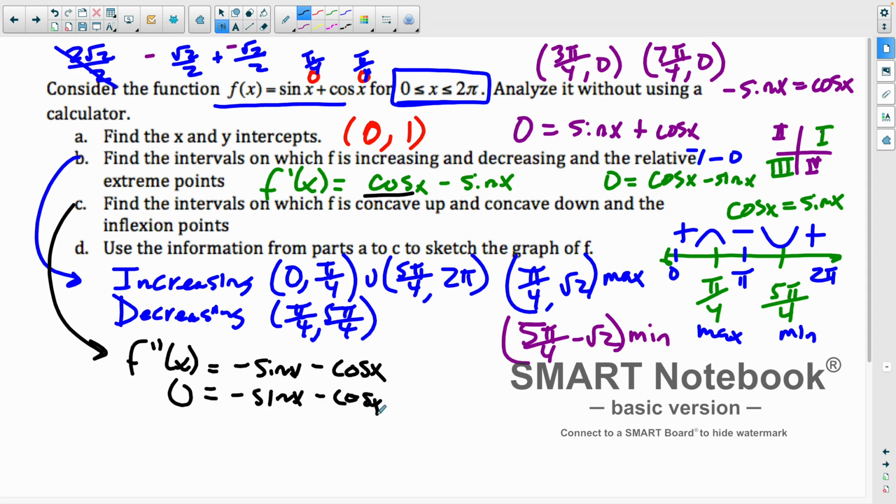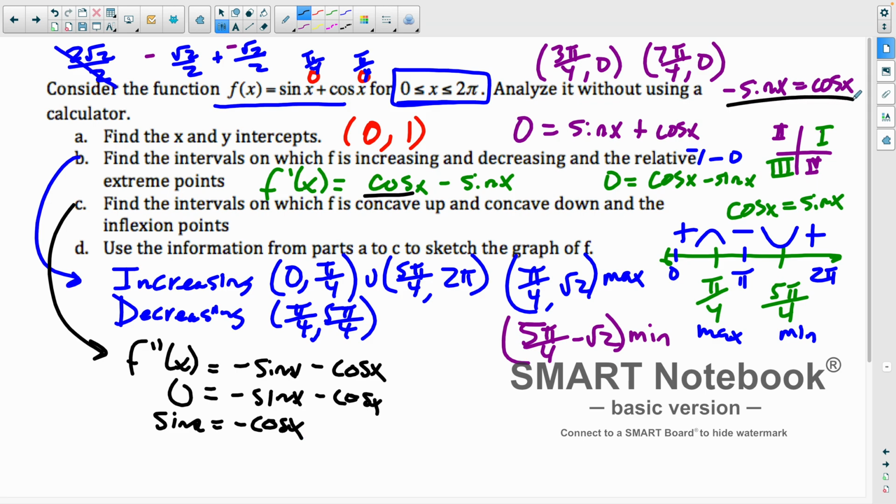And if you notice, this looks familiar to another problem. If I move the sine of x over, it would become positive. The cosine is still negative. I'm finding where they're equal to each other, but they're opposite signs. Those are the exact same things that we did up here.